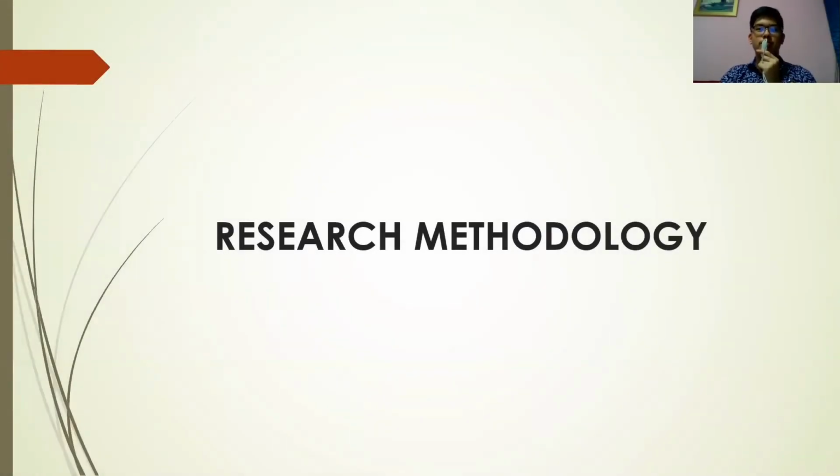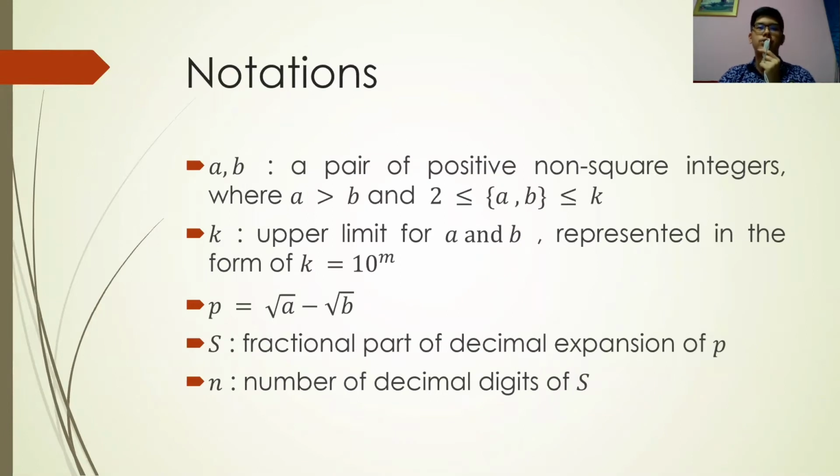Research methodology. Notations used in this research are a pair of positive non-square integers a and b, where a and b will be less than upper limit k. K could be represented in the form of k equals 10 to the power of m. P is the difference between square root a and square root b. S is the fractional part of decimal expansion of p. And n is the number of decimal digits of s.